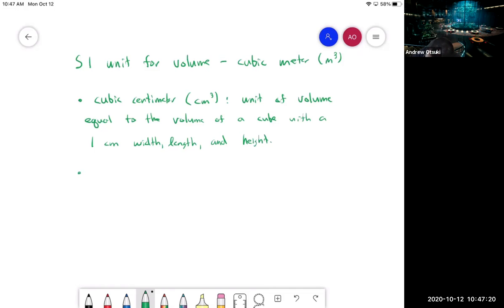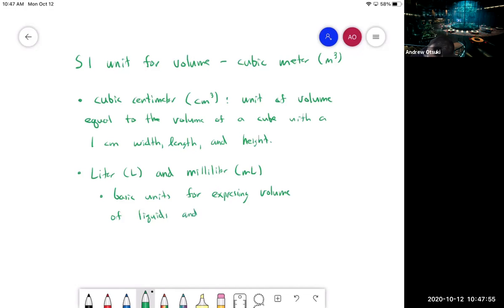So liter and milliliter, so these are basic units for expressing volume of liquids and gases.